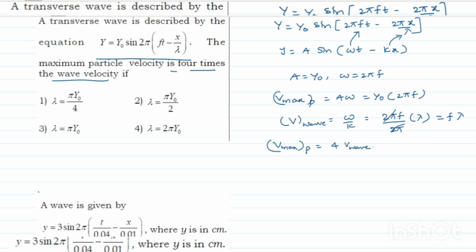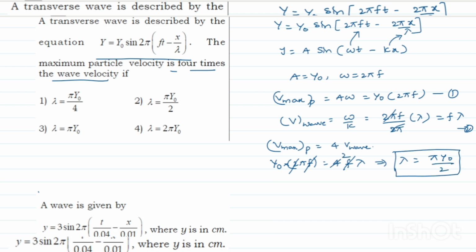So you just substitute these values. Here V maximum will be y naught into 2 pi f, which will be equal to 4 times the wave velocity. Wave velocity will be f into lambda. Here just cancel f and f. So with this, the wavelength will be lambda equals pi into y naught by, this 2 has to cancel, pi into y naught by 2. So lambda equals pi into y naught by 2 is the correct answer.